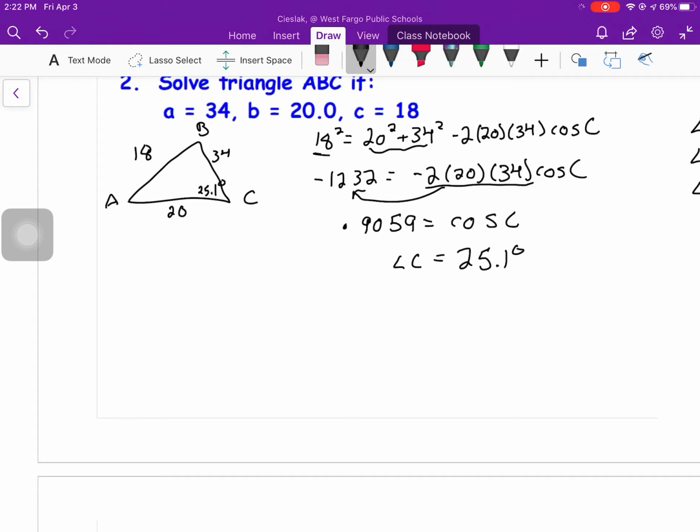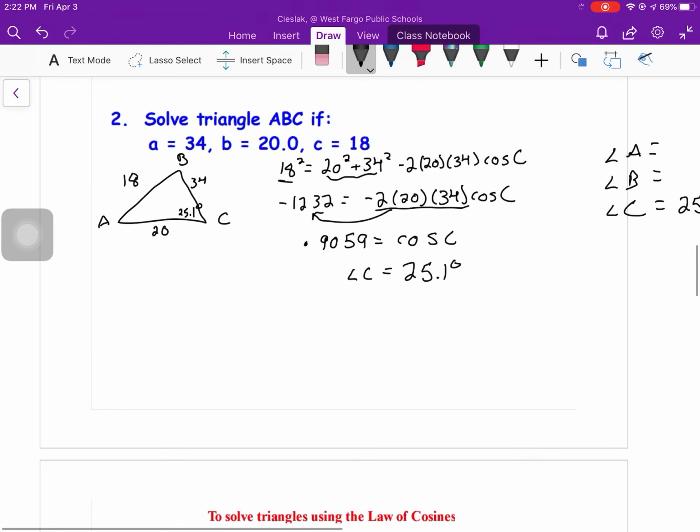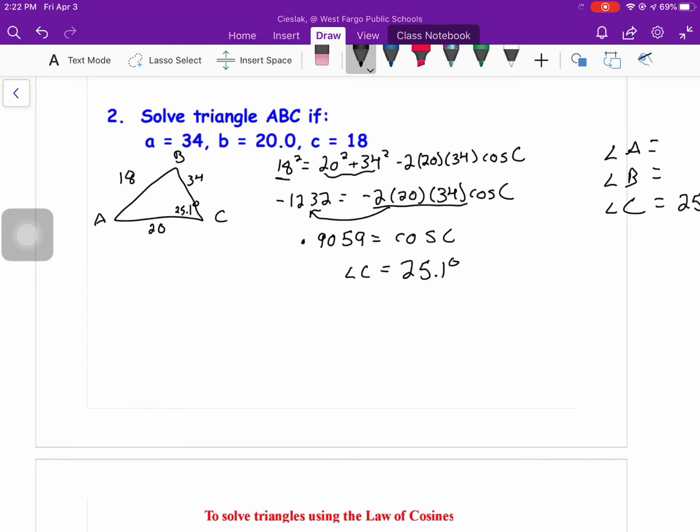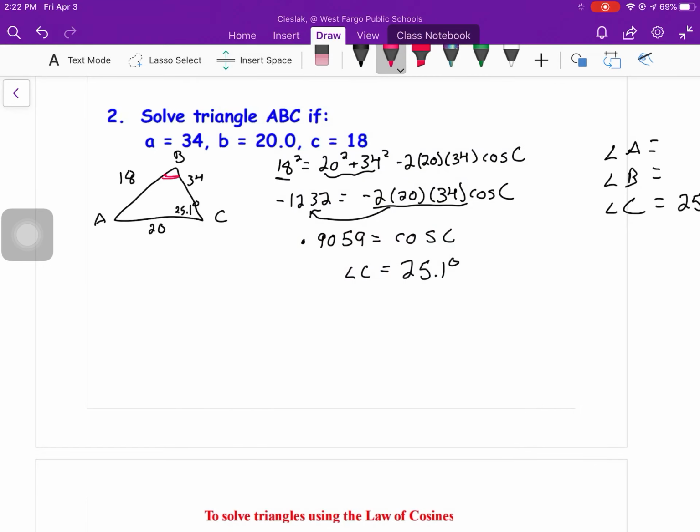Okay, so now we can use law of sines if we want. I am going to find, it doesn't really matter on this one, let's do B. So if I want to find B, I would say sine of B over 20 is equal to sine of 25.1 over 18. So this is going to give me the sine of B.